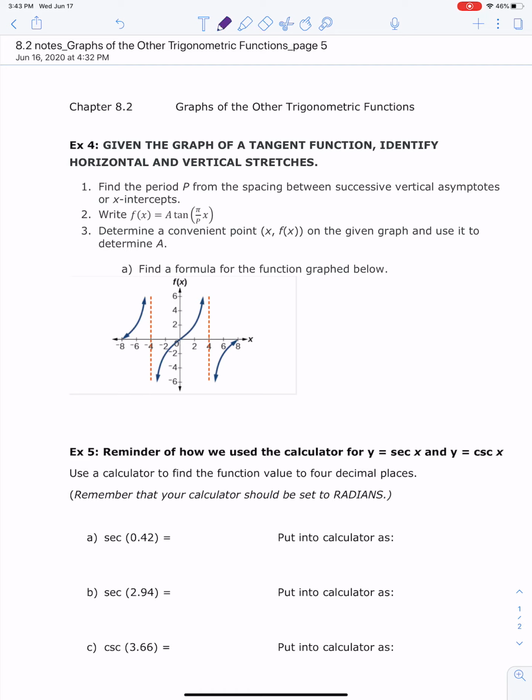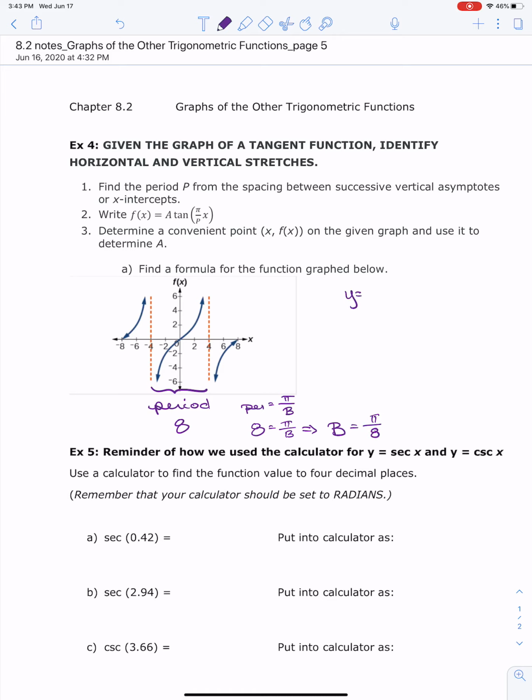So first things first, let's go with the easy part. Between the two asymptotes, we can figure out how long the period is. And so we're going from -4 to 4. So I've got a period of 8. Keep in mind that our period was pi over b, which means that if 8 is pi over b, we can solve for b. And b is pi over 8.